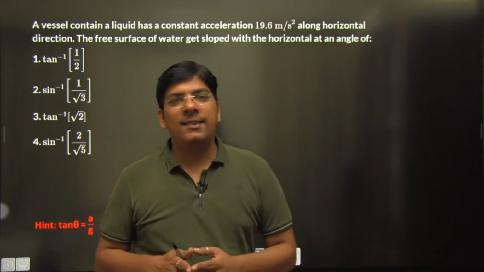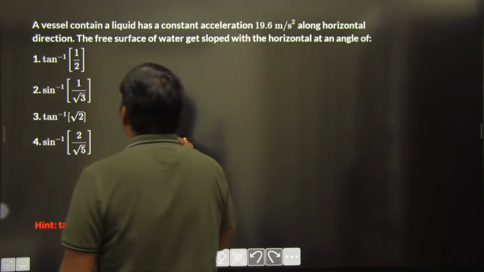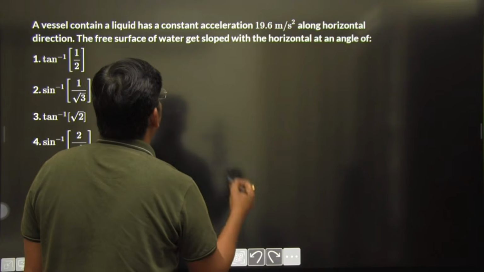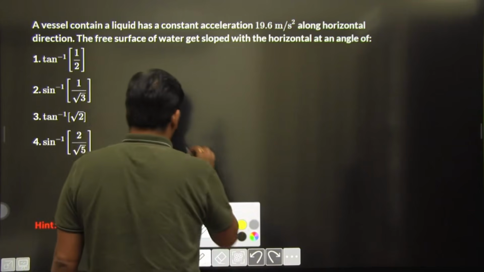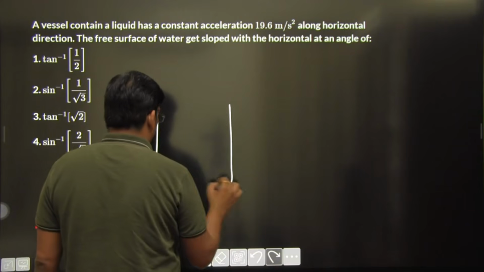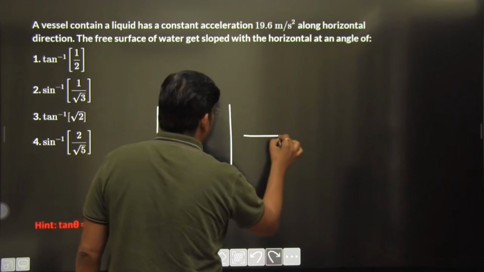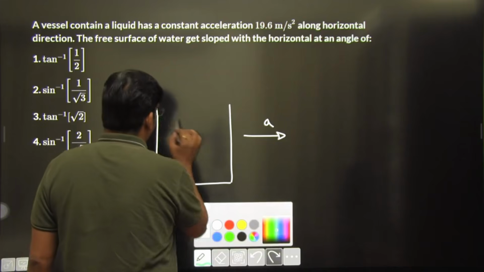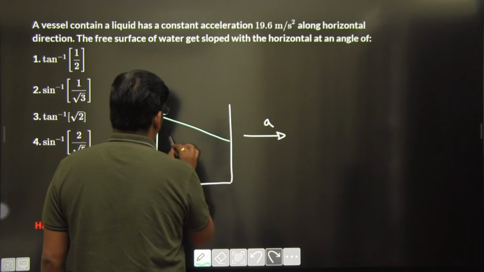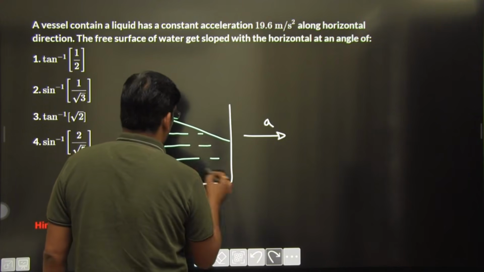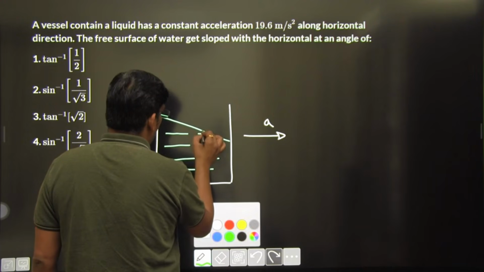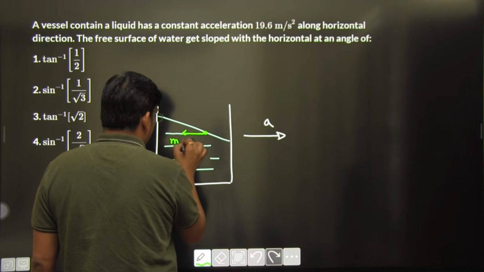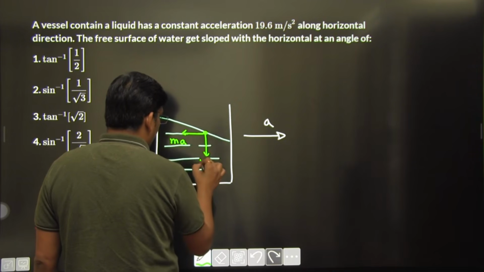Dear students, let us discuss this question now. A vessel contains a liquid, and the vessel has a constant acceleration of 19.6. This is a vessel, dear students, moving with some acceleration a. In this case the shape of the liquid will become like this. If you take any liquid molecule here, this ma pseudo force will act in the backward direction, and mg would act vertically downwards.